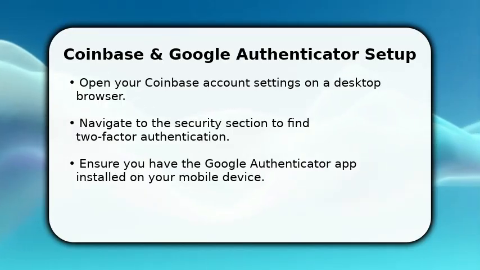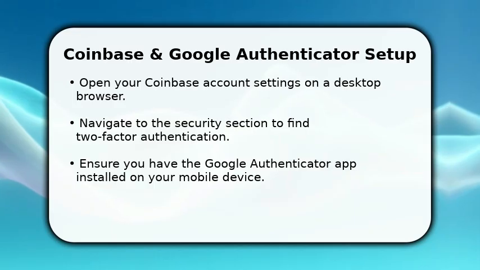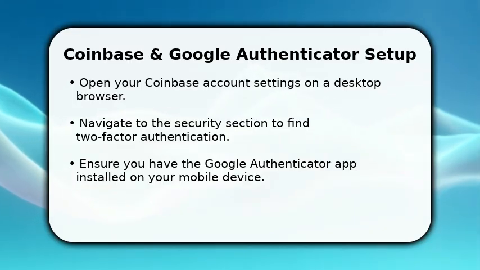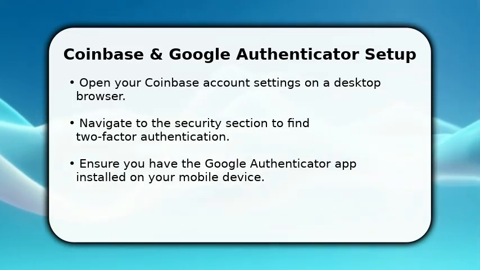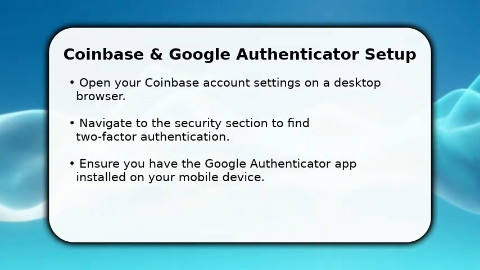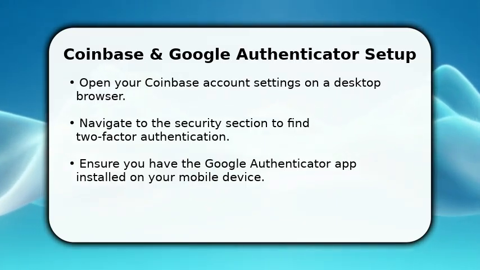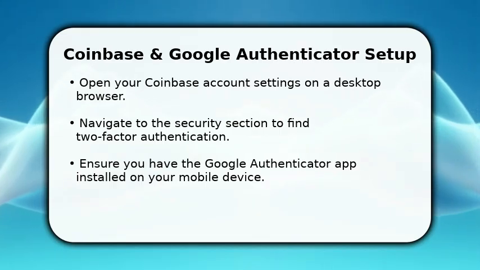In this video, I will explain how to add Coinbase to Google Authenticator. First, log into your Coinbase account using a web browser, not the mobile app, for the best experience. Then, locate the security settings within your profile. You will find an option there to enable or manage two-factor authentication. Make sure your Google Authenticator app is ready on your phone, as we will use it in the next step.